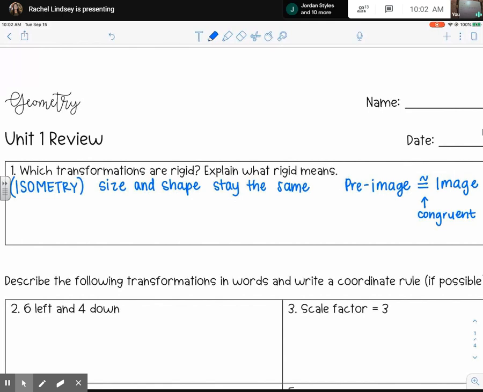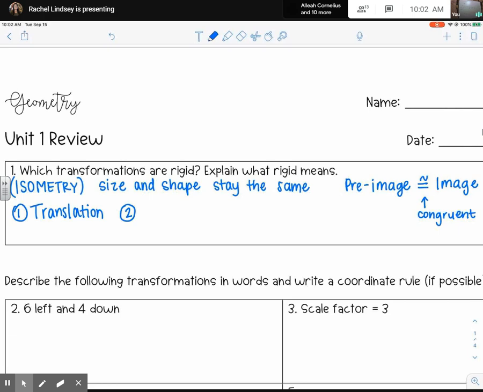And out of our 4 transformations, 3 of them are rigid transformations. What's one of our rigid transformations? Translation. Not dilation, because dilation changes the size, so that means that it is not a rigid motion.